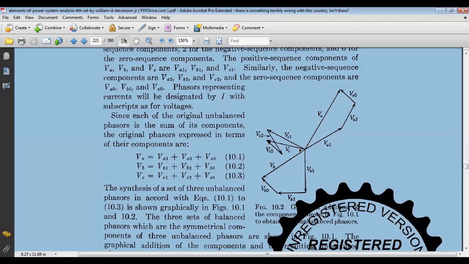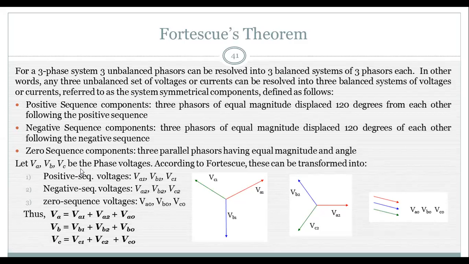To balance this power system, we have to introduce the symmetrical components. Symmetrical components are the balanced components which we use to balance the unsymmetrical, or unbalanced, vectors of a power system. There are three types of symmetrical component. Number one, positive sequence symmetrical component. Number two, negative sequence symmetrical component. Number three, zero sequence symmetrical component.